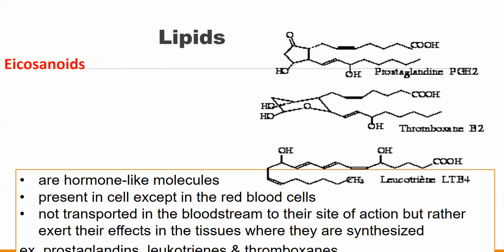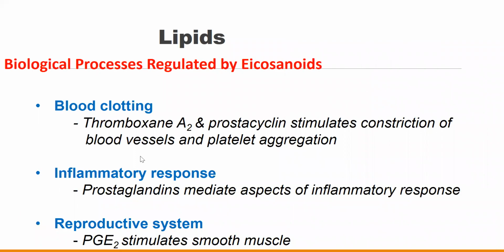So what are the eicosanoids? Eicosanoids include prostaglandins, thromboxane, and leukotrienes. They are hormone-like molecules present in cells, in red blood cells, transported in the bloodstream to their site of action, where they exert their effects on the tissues. They are synthesized, as in this example. It is for this reason that they are hormone-like structures within the cellular system. They are also considered to be essential fatty acids.